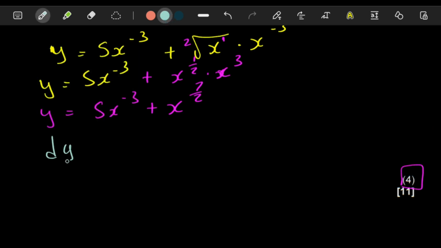Now here you can put dy over dx, because 3 times 5 is like negative 3 times 5 is -15, and the -3 minus 1, what is that now? -3 minus 1, that's like -4. And then here, 7 times 1 is just 7 over 2, and then subtracting 1 from there, you're gonna have like 5/2.